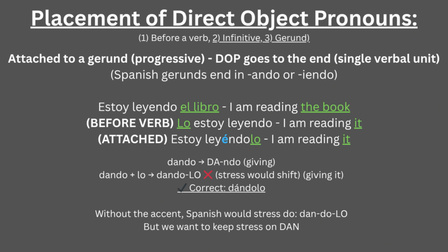Dándolo. Whenever we attach pronouns to a gerund, we almost always need a written accent, because one, the syllable count increases, and two, stress rules would move the emphasis. That's why written accents are needed for gerunds, because we keep the stress on the same syllable as before.